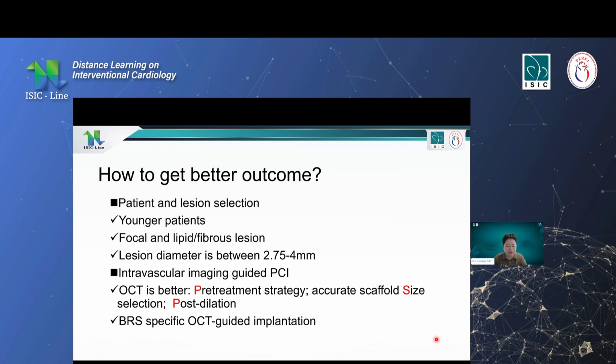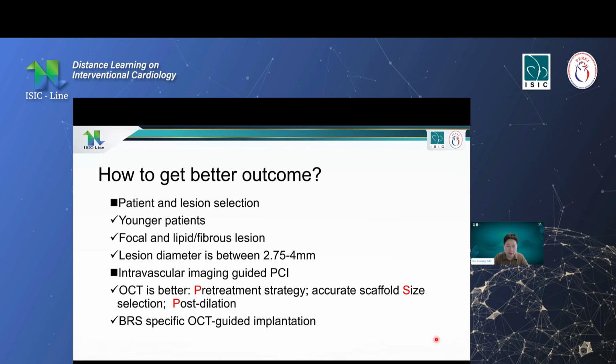And then, how to get better outcome when using BRS? First of all, the patient and the lesion selection should be strict. And I very much agree with the professor before, the BRS is not designed for all comers. At least the current generation of BRS cannot be suitable for all types of lesion as we meet. And younger patients, focal and lipid or fibrotic lesions are recommended. Lesion diameter between 2.75 to 4 millimeter is preferred.